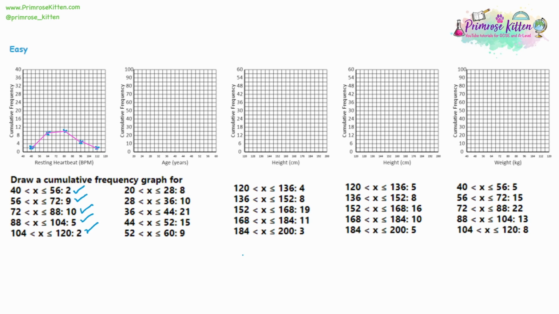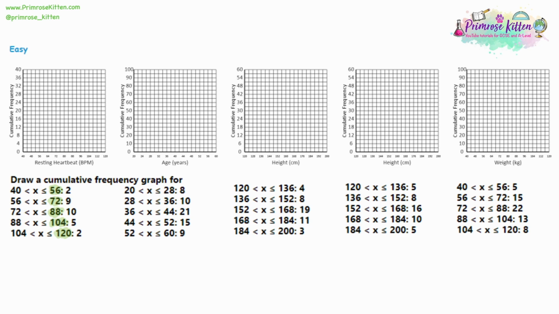What are the 2 mistakes that have been made here? So the first thing is where we plot the points to plot the graph. And we don't plot at the midpoint, we plot at the end point. We're plotting a point at 56, at 72, 88, 104, and 120. Now, the reason for this is that we look at the first group, we're seeing that 2 people are in between 40 and 56. But we don't know exactly where those 2 people are.